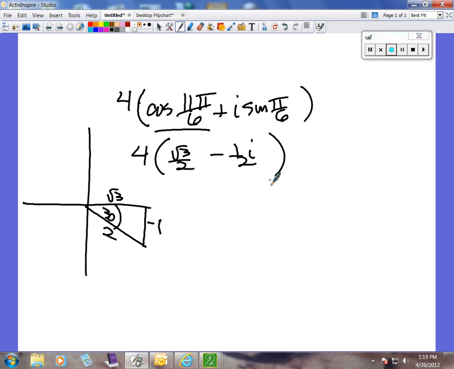Now after we've done that, all we have to do is one more thing, and we've got it in rectangular form. Distribute the 4, and we'll end up with 2 square root of 3, since the 2 goes into the 4 twice, minus 2i. And now we've changed a complex number that's in polar form to rectangular.